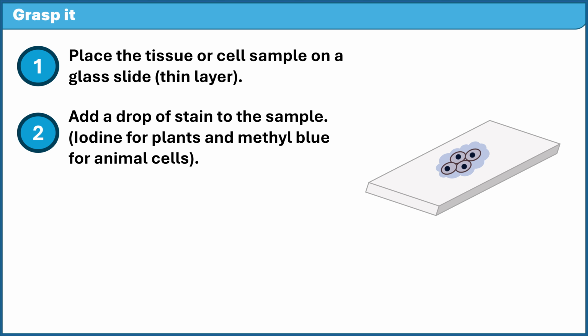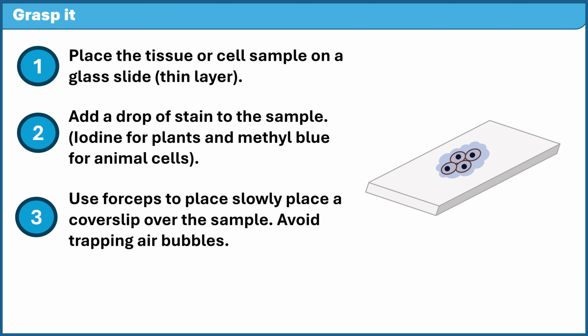For step 3, we're then going to gently lower the cover slip over the sample using a pair of forceps. This is going to help stop the sample from drying out. Make sure that you do this carefully so you avoid trapping any air bubbles, because these can mess with your view.